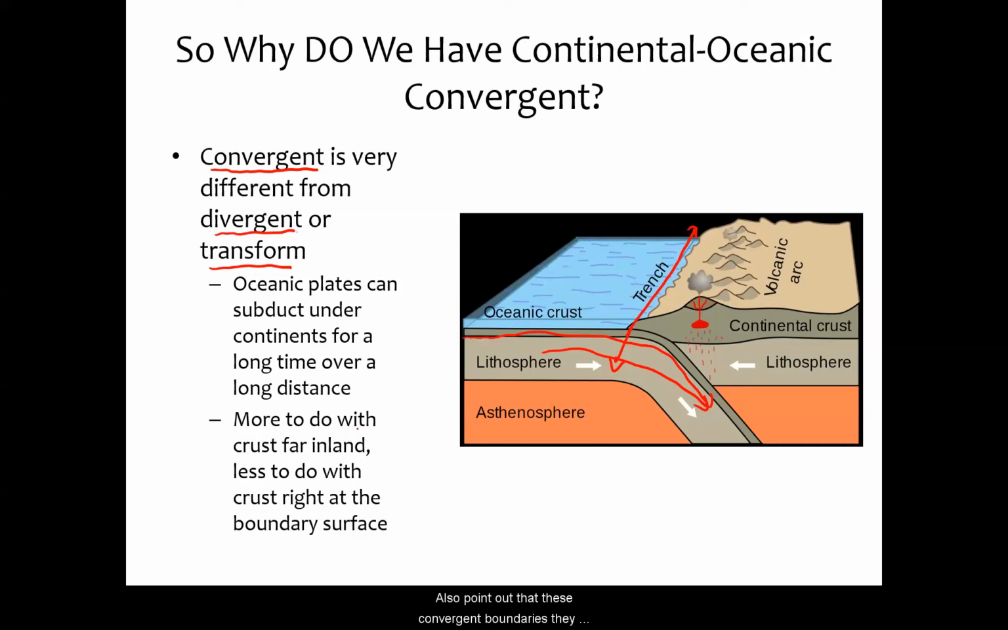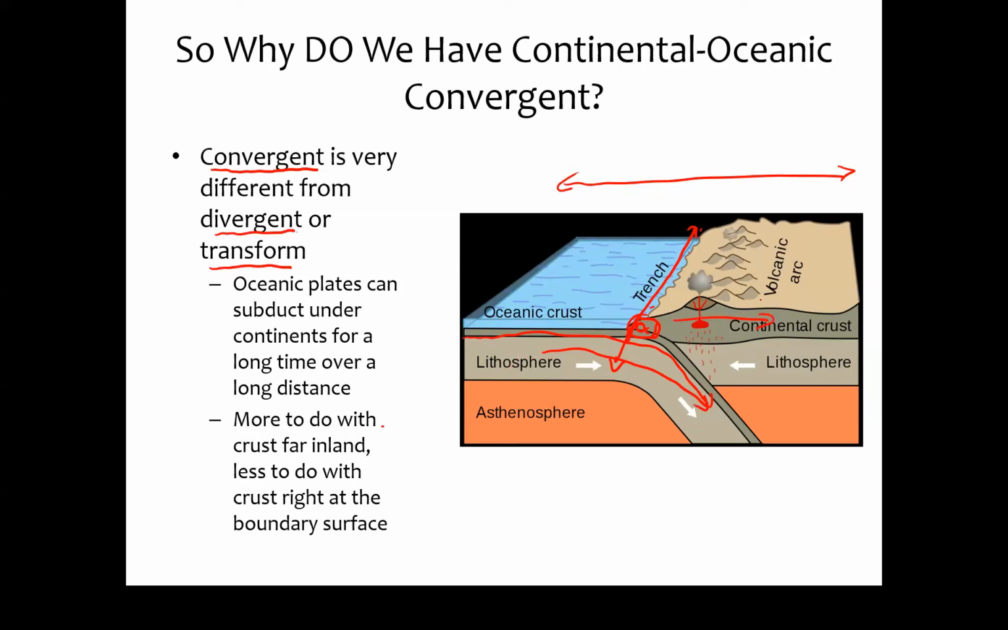I'll also point out that at these convergent boundaries, they have effects over a much wider area. It's not just what's happening at the boundary that matters, but much more so than the other types, it affects what's happening far inland of there. So it has much more to do with the crust far inland and less to do with the crust right at the boundary surface. So even hypothetically, if we had just a little bit of ocean crust right here, this whole continental oceanic convergent boundary is going to behave like a continental oceanic boundary and not an ocean boundary, because it's subducting under this continent that exists tens to hundreds of kilometers inland.